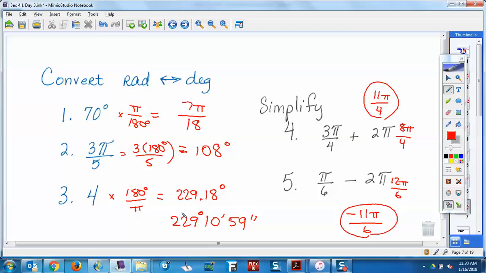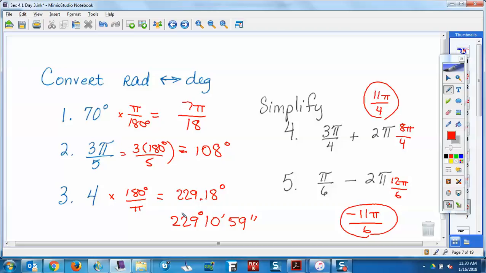11 pi over 4 means pi over 4, 2 pi over 4, 3 pi over 4, 4 pi over 4, 5 pi over 4, and so forth, right? That's what 11 pi over 4 should mean to us. I think that's helpful. So on number 5, we're going to change 2 pi to what? 12 pi over 6. So this is 1 pi over 6, take away 12 pi over 6. So the answer is negative 11 pi over 6.